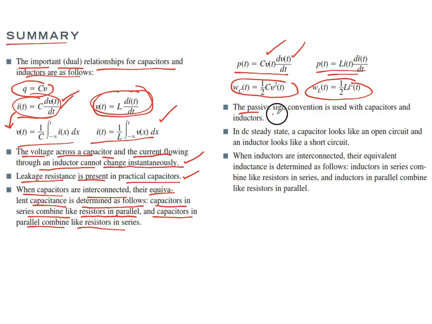We also conclude that the passive sign convention is used with capacitors and inductors. And in DC steady state, capacitors behave as an open circuit and inductors behave like a short circuit. When we talk about the interconnection of inductors, we know that inductors in series behave like resistors in series, and inductors in parallel behave like resistors in parallel. This is the summary that overall covers everything we have discussed in chapter number 6. With this, our chapter number 6 is now concluded.